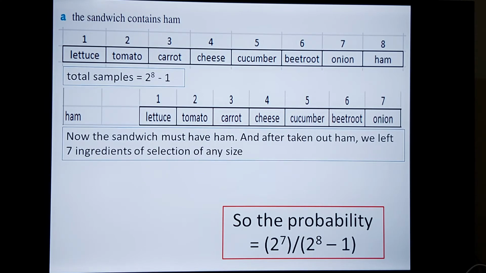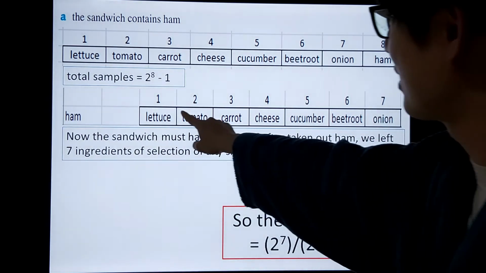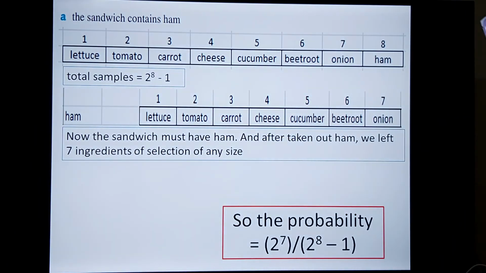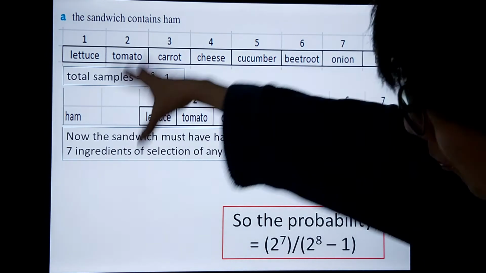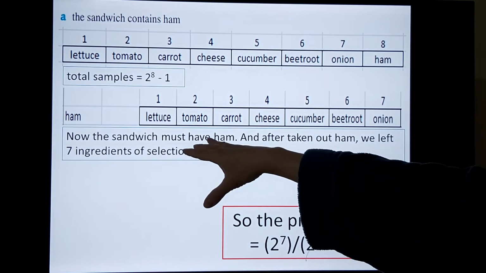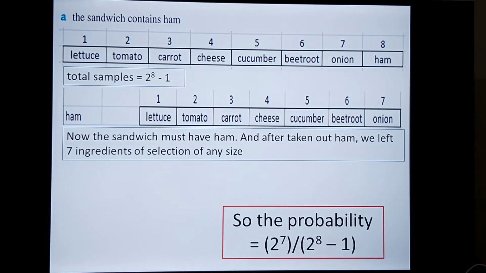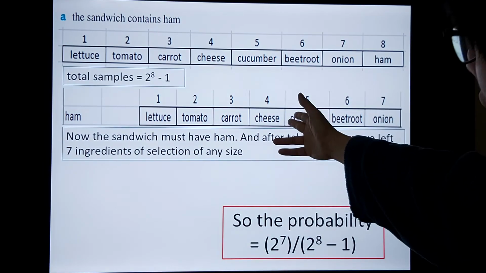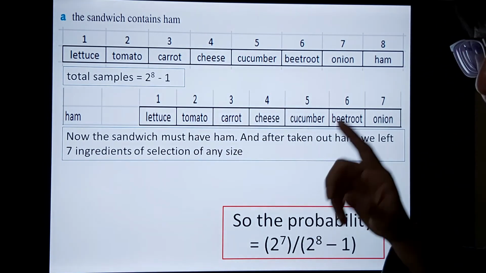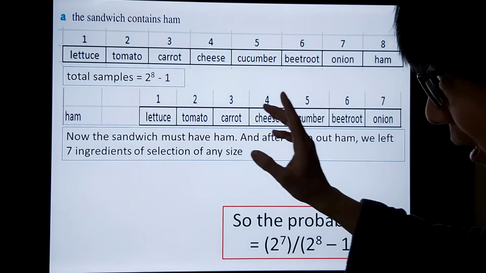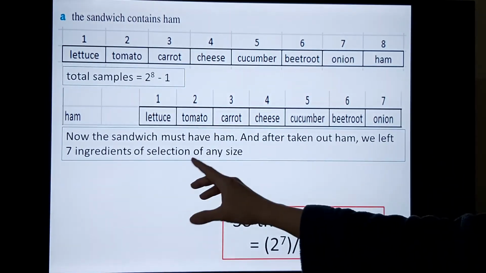Let's say the sandwich must contain ham, so ham is out. I take out the ham because ham must be in the sandwich already. Then for the remaining 7, I can choose whatever selections I want. I can choose all 7, then with the ham, which means all 8 ingredients will be used. Or I can choose just 6 of them, or 5, 4, 3, 2, 1, and I can even choose nothing, just ham alone in the sandwich, because now there's at least ham.